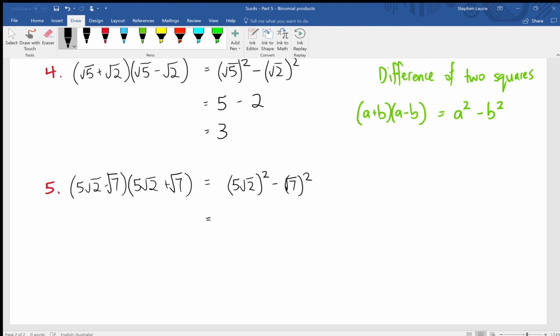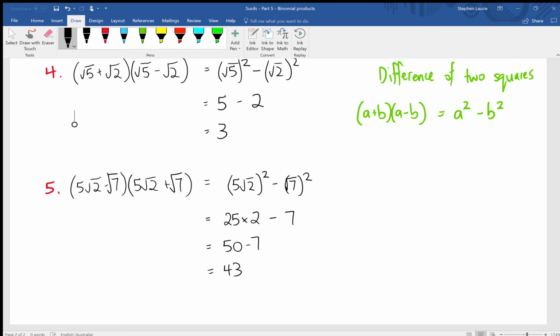Alright. So let's focus on the 5 root 2. When we square that, we square the 5, which is 25, and we square the root 2, which is 2. So let's do that in two parts. We square the 5, which is 25, and we square the root 2, which is just 2. Minus, now looking at the second part, the square root of 7 squared is just 7. 25 times 2 is 50, and 50 minus 7 is 43. There's our answer for the last example.